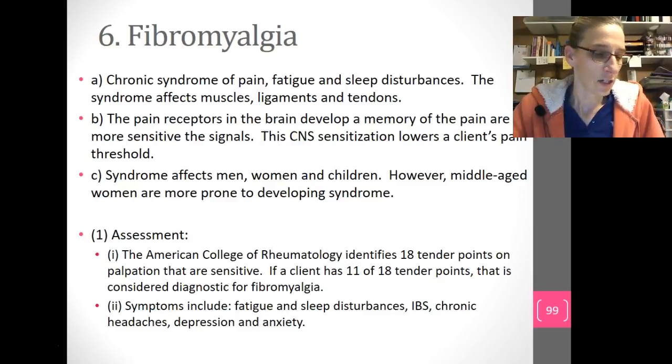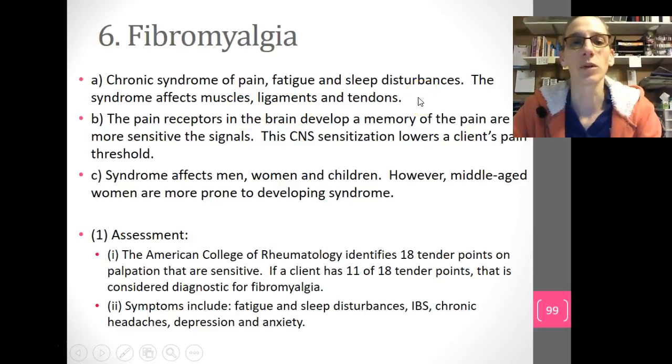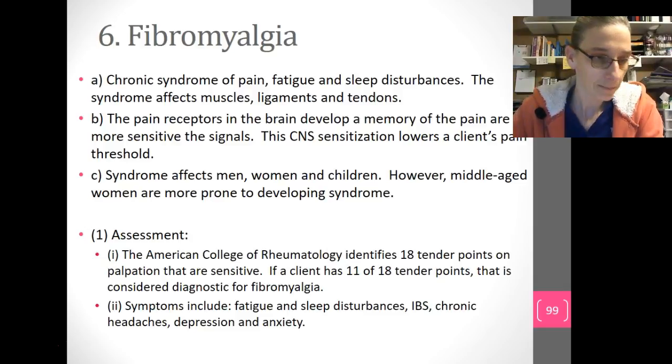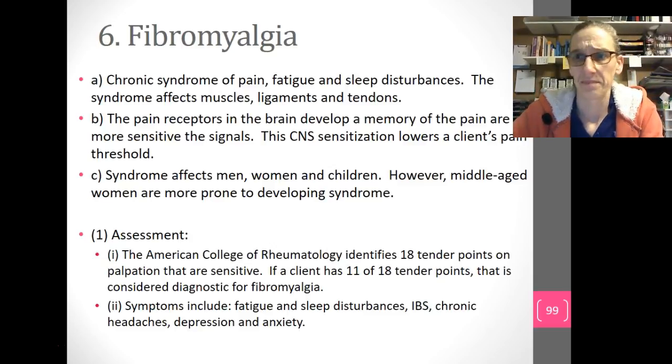Fibromyalgia is a chronic syndrome of pain, fatigue, and sleep disturbances. The syndrome affects muscles, ligaments, and tendons. Okay, so that's important. These are pain, fatigue, and sleep disturbances that affect muscles, ligaments, and tendons. The pain receptors in the brain develop a memory of the pain and are more sensitive to these signals. The CNS sensitization lowers a client's pain threshold. So they have a lower pain threshold than normal. What would normally not be that painful to another person is very painful to these clients.